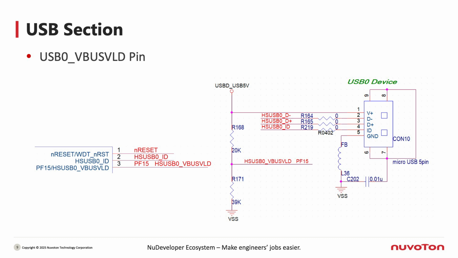The typical practice in schematic design is to connect the 5 volt signal from the USB port to the USB 0 VBUSVLD pin through a voltage divider consisting of a 20,000 ohm resistor and a 39,000 ohm resistor. When not connected to a computer host port, this point is at 0 volts. When connected to a computer host port, the 5 volts from the computer USB host port is divided down to 3.3 volts through the resistors, which is used for detection by the USB 0 VBUSVLD pin.